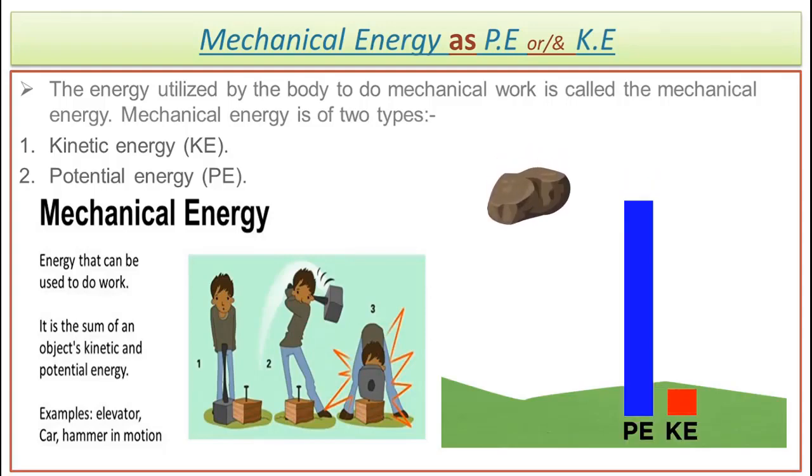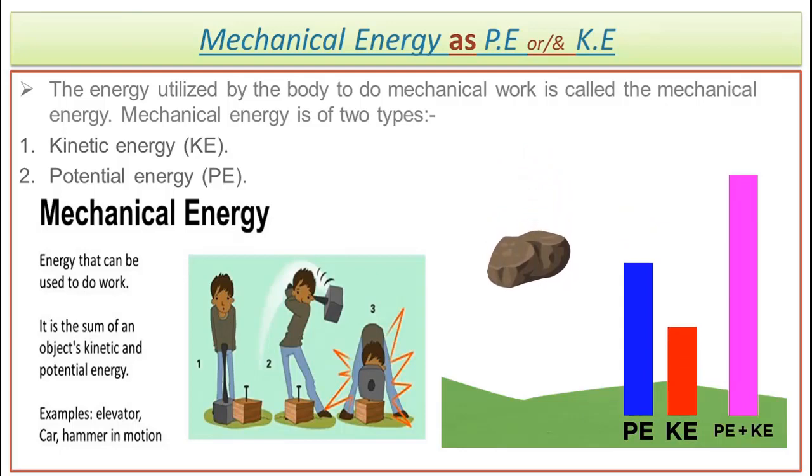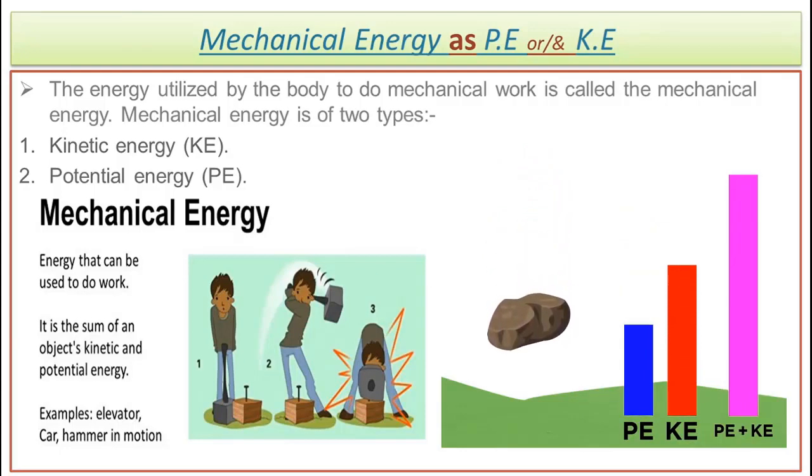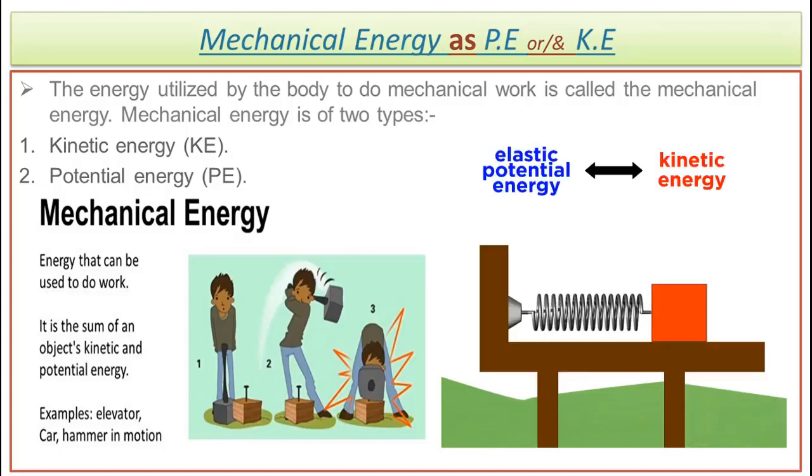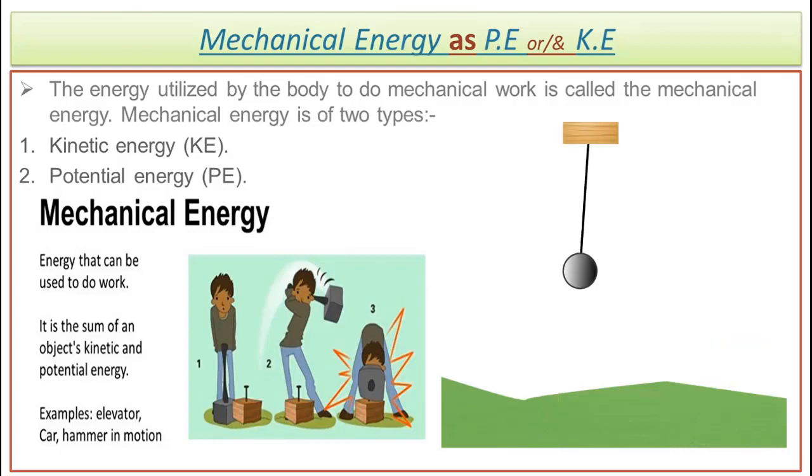As you can see, the rock which is falling from a certain height has potential energy. As it is coming down, its potential energy decreases and kinetic energy increases. But at any point, you will see the sum of the kinetic and potential energy remains constant. In the same way, the elastic potential energy and the kinetic energy of this spring remain constant.